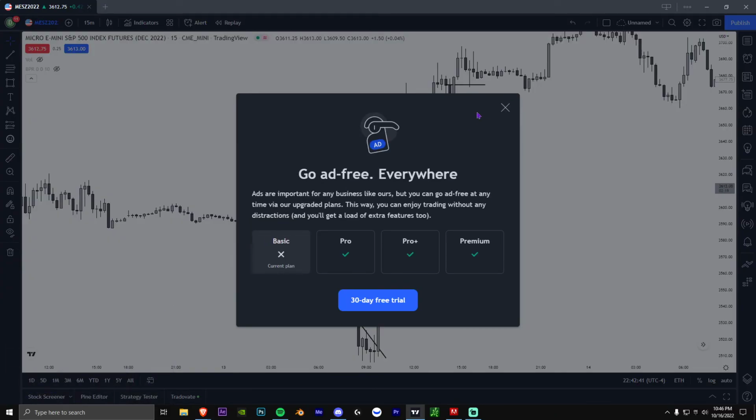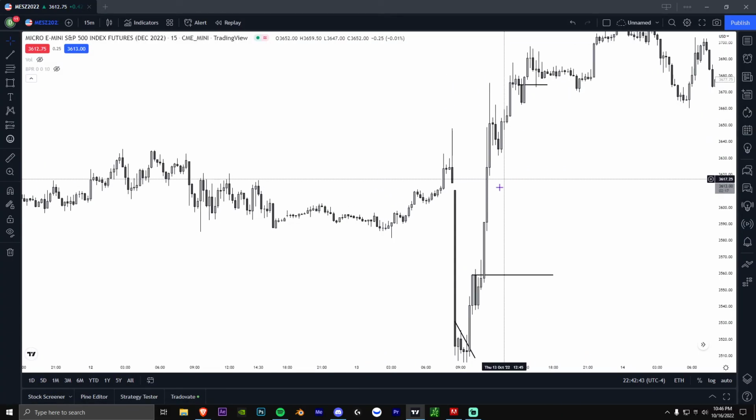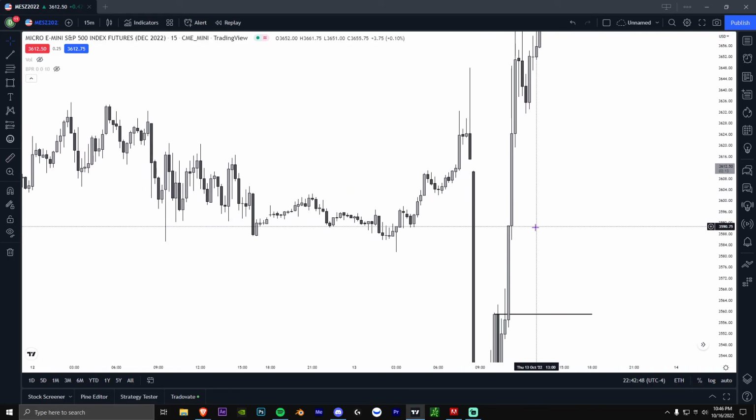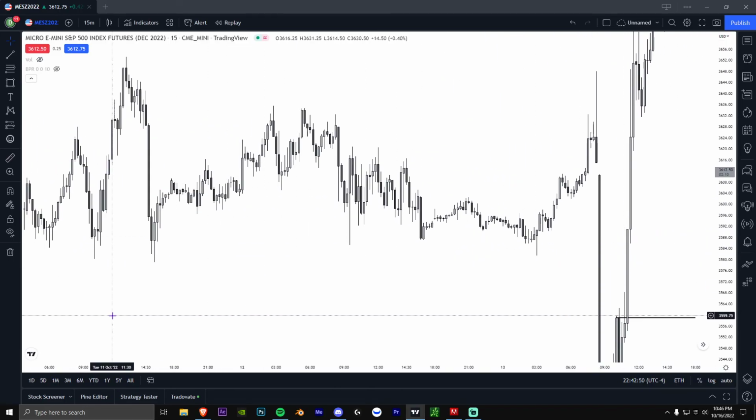So that does help you determine bias a little bit, see what is getting respected and what order blocks aren't getting respected. But yeah, hopefully this was a good explanation. I did go a little over the 5 minutes, but it's all right.